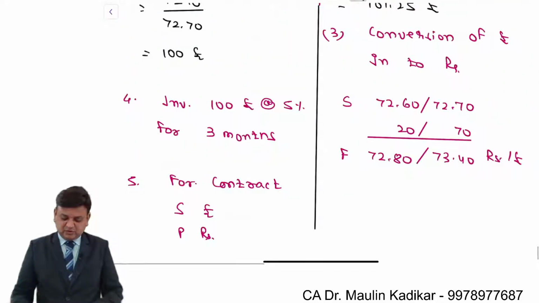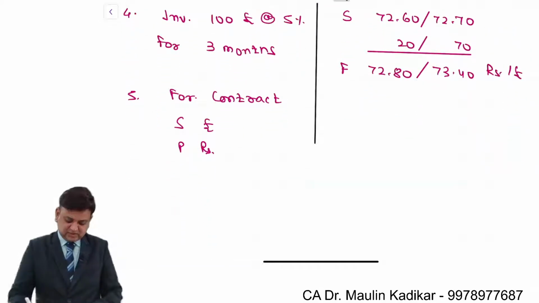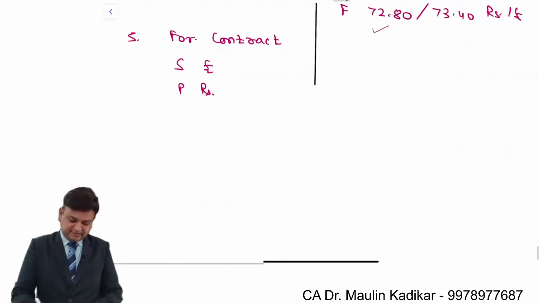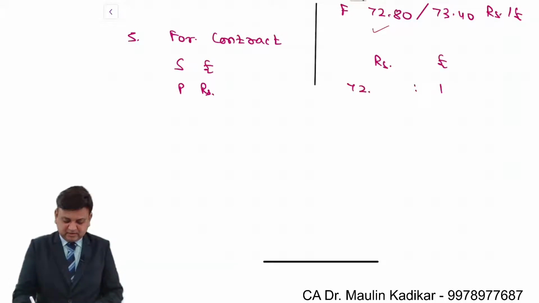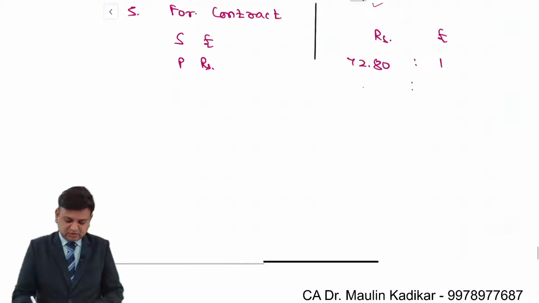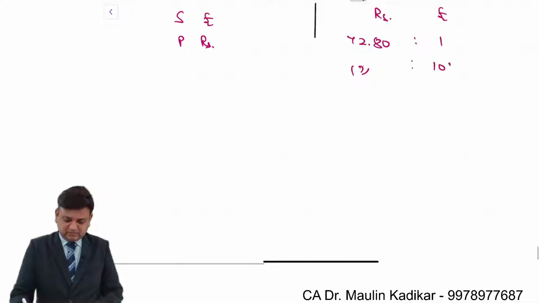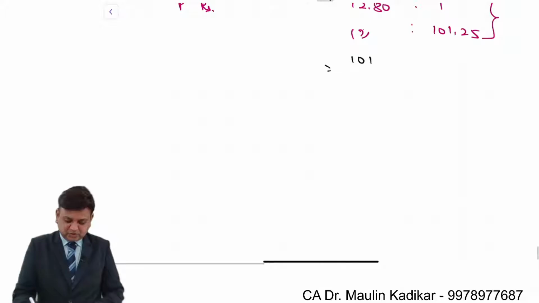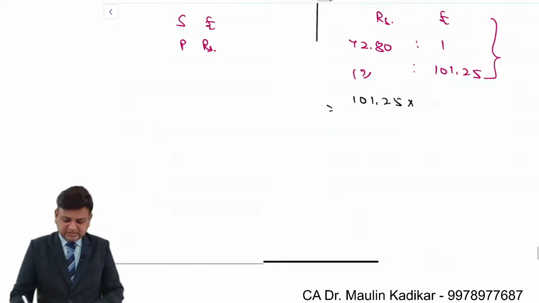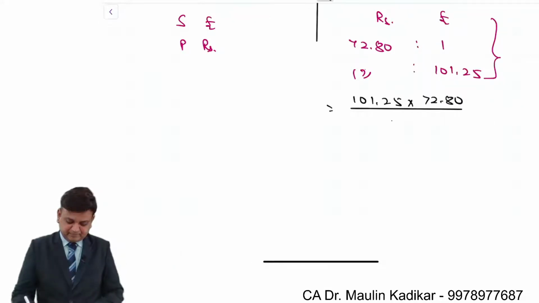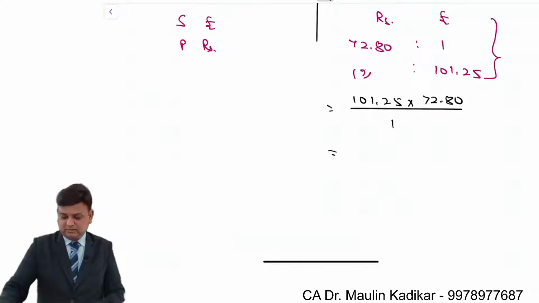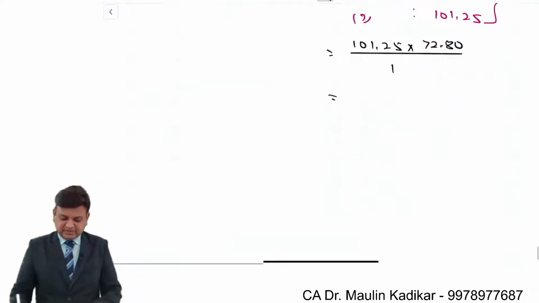Now in conversion of the pound into rupees, you will get the lesser amount of rupees. So for every 1 pound you will get 72.80 rupees. So how many rupees for 101.25 pound? 101.25 into 72.8 divided by 1. That comes to rupees 7371.